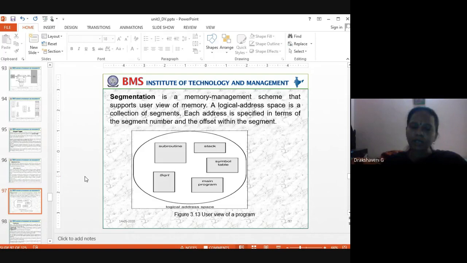You can see in this diagram, this is the user view of the program. In the logical address space, you are using a subroutine, a stack, a symbol table, you want one function called square root, and you are using the main program. For all these, the memory is divided to give each of them space. This we are calling a segment.